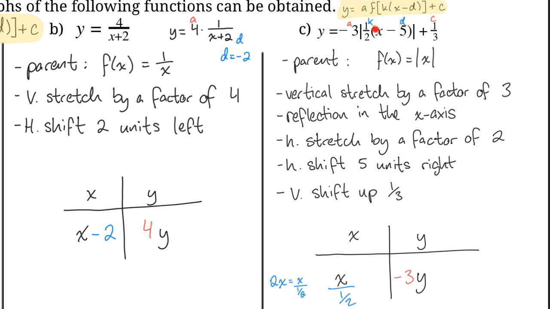So next we have d. So it says x minus 5 here, but we are doing the opposite because we're affecting the x coordinate. So x is actually equal to 5. So we're going to add 5 here to all of our x coordinates. And lastly, we have our c value. So c is equal to 1 over 3. And we're adding 1 over 3 to all of our y coordinates because our whole entire graph is shifting up 1 over 3 units.